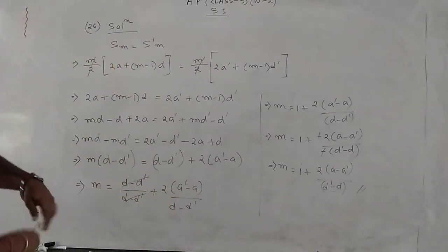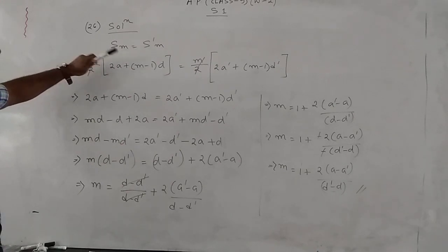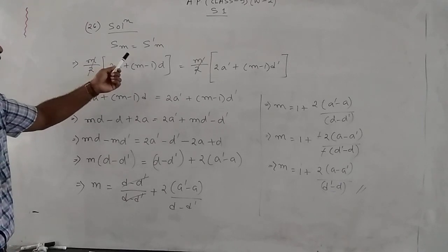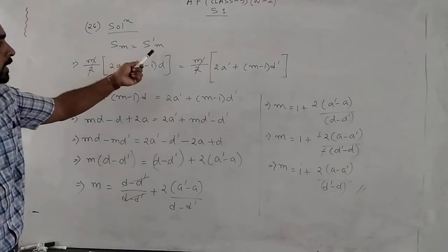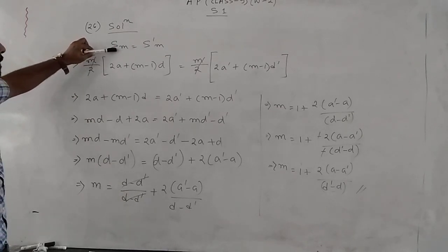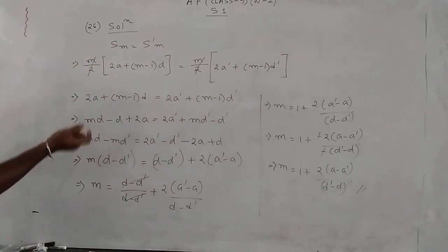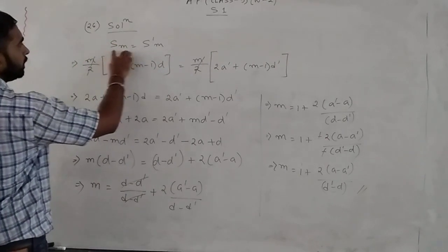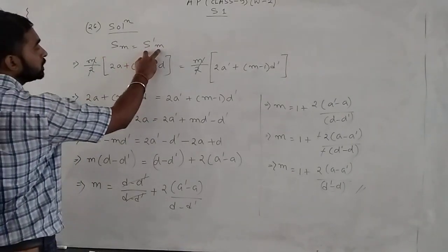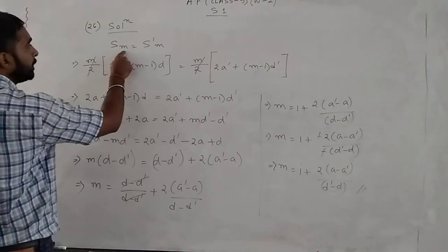Let me explain once again. There are two APs. For the first AP, first term is A and the common difference is D. And for the second AP, the first term is A dash, common difference is D dash. And the given condition is S m, means summation up to m terms, is equal to S dash m, because here the first term is A dash, common difference is D dash. But both represent the sum up to m terms.